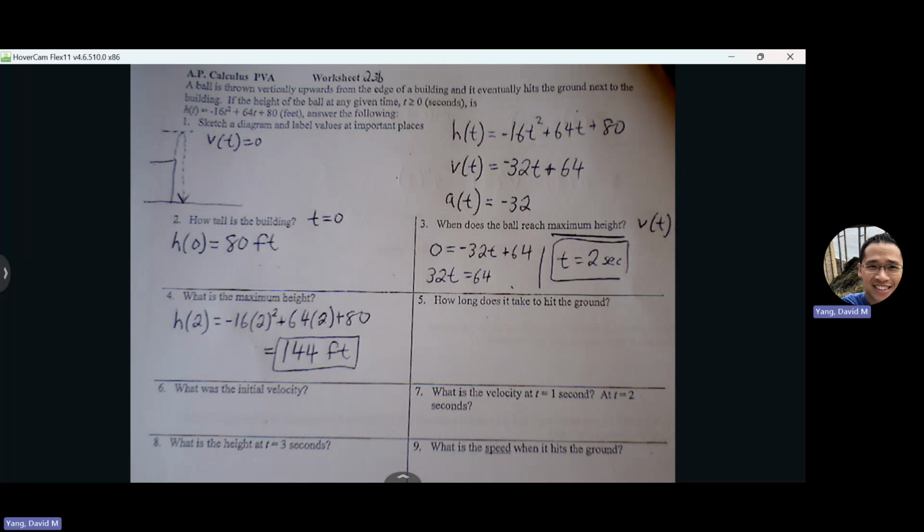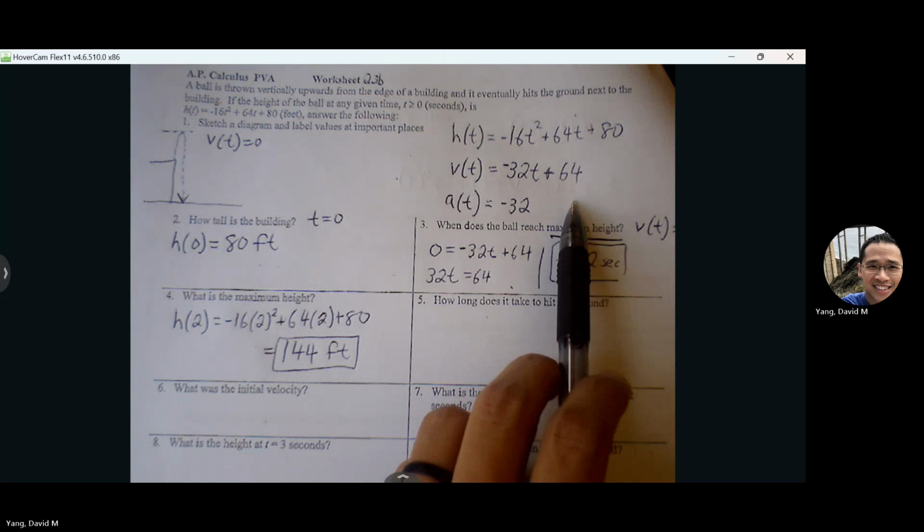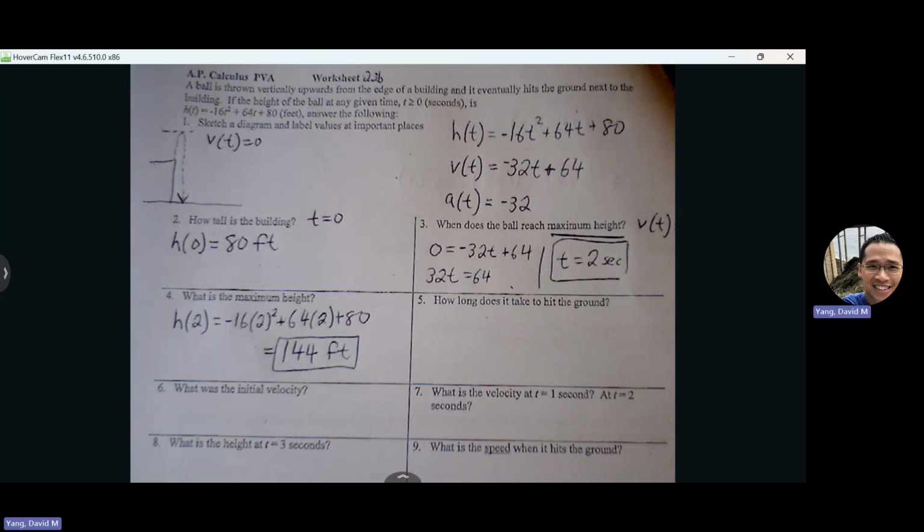Couldn't you also just do 80 plus 64 for the maximum height? Yeah, that works too.